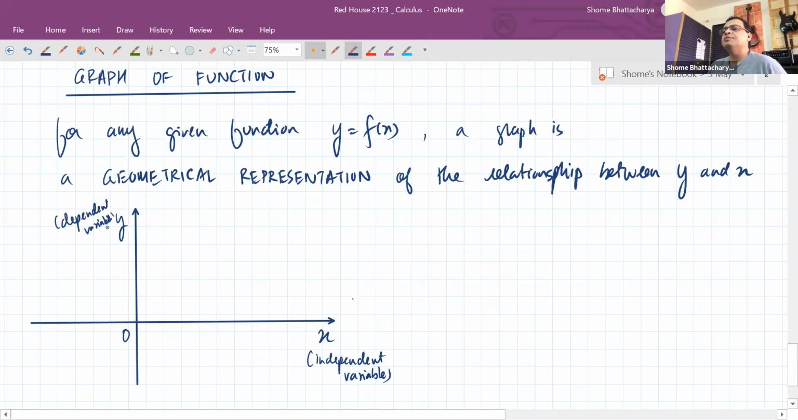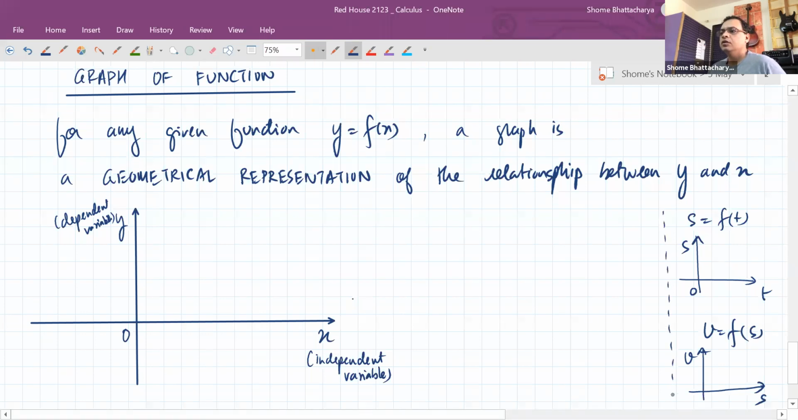So for example, in a physics application, if you have defined, let's say, displacement as a function of time, then when I draw the graph, my time should be on the horizontal axis and displacement should be on the vertical axis, and not vice versa. But on the other hand, if I have defined velocity as a function of displacement, so now displacement is the independent variable because it's on the right hand side, and velocity is the dependent variable because it's on the left hand side. So velocity will come on the vertical axis, displacement will come on the horizontal axis. Okay. So this is just a convention we follow.